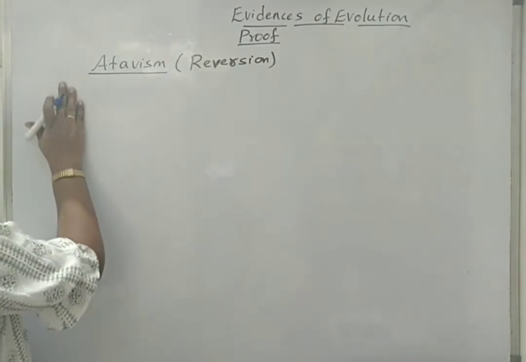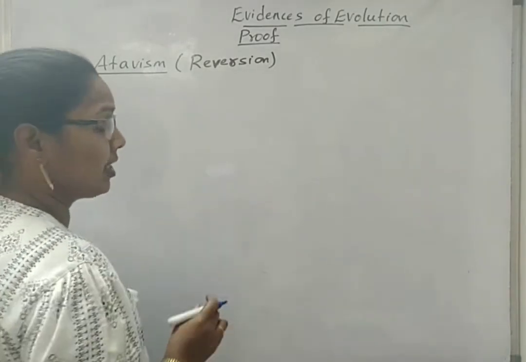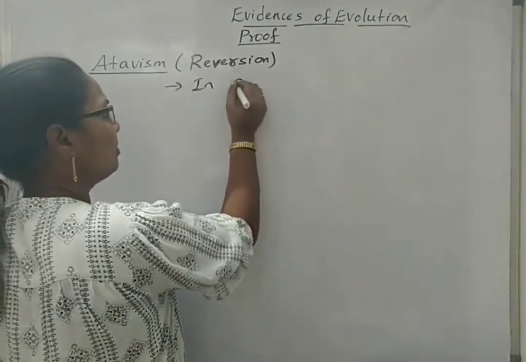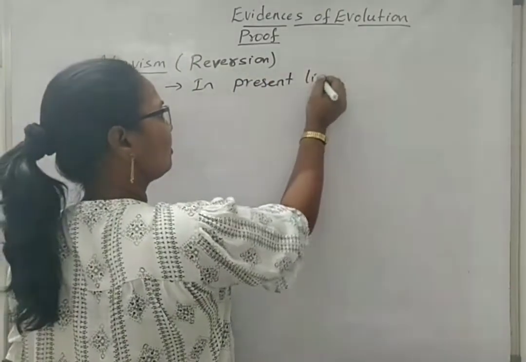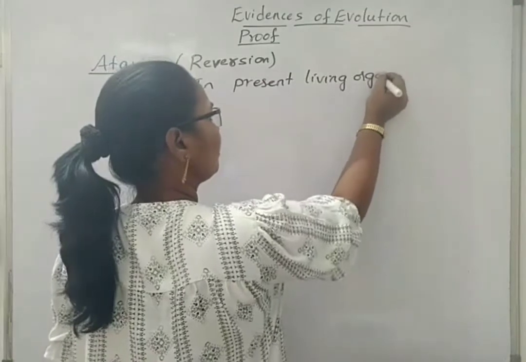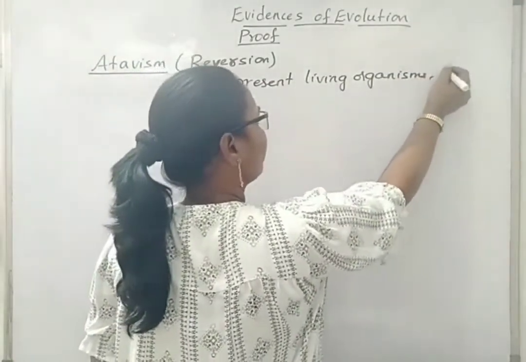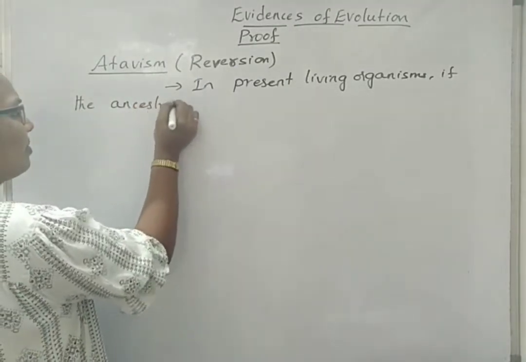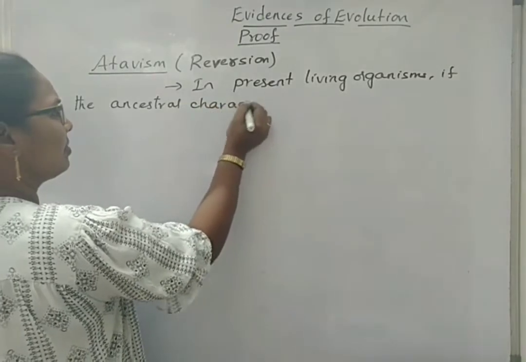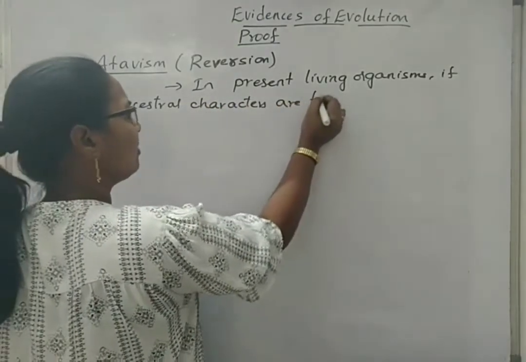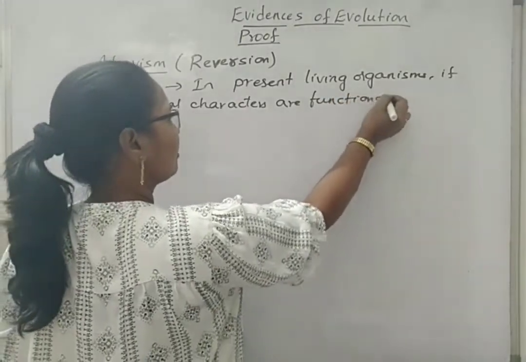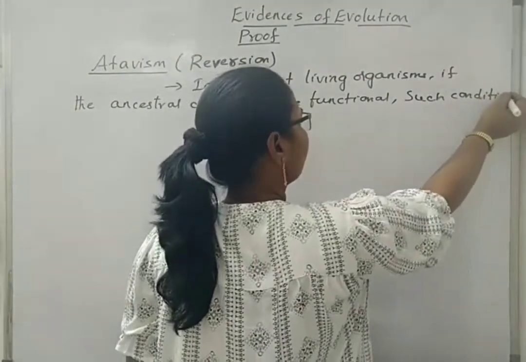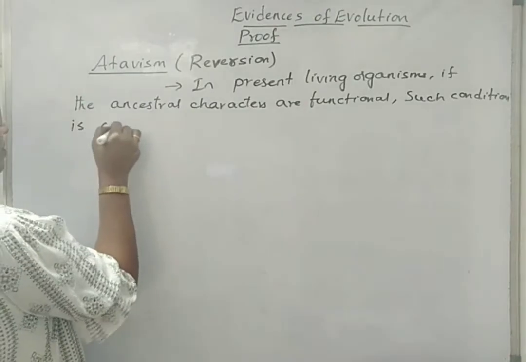Even in some cases, the auricular muscles are also functional. So here, atavism: in present living organisms, if the ancestral characters are functional, such condition is called atavism.